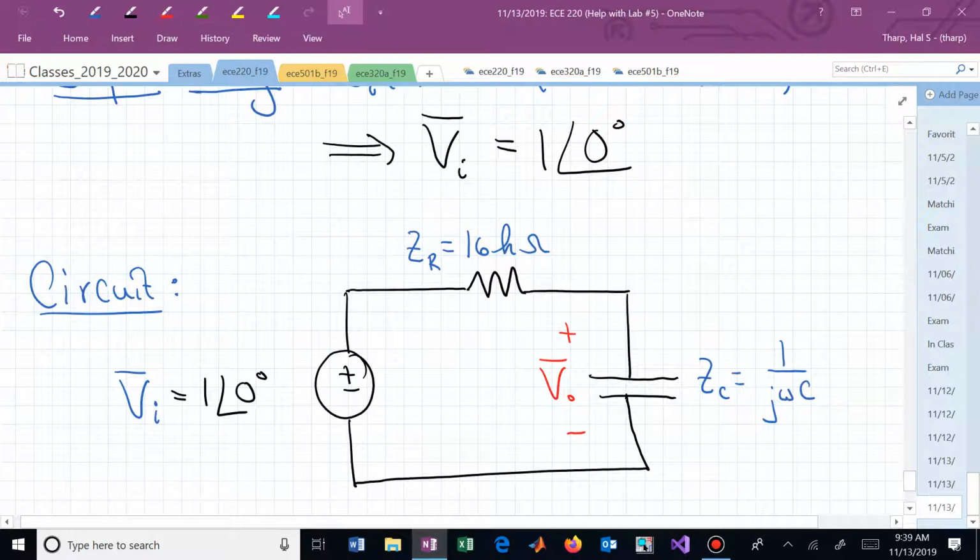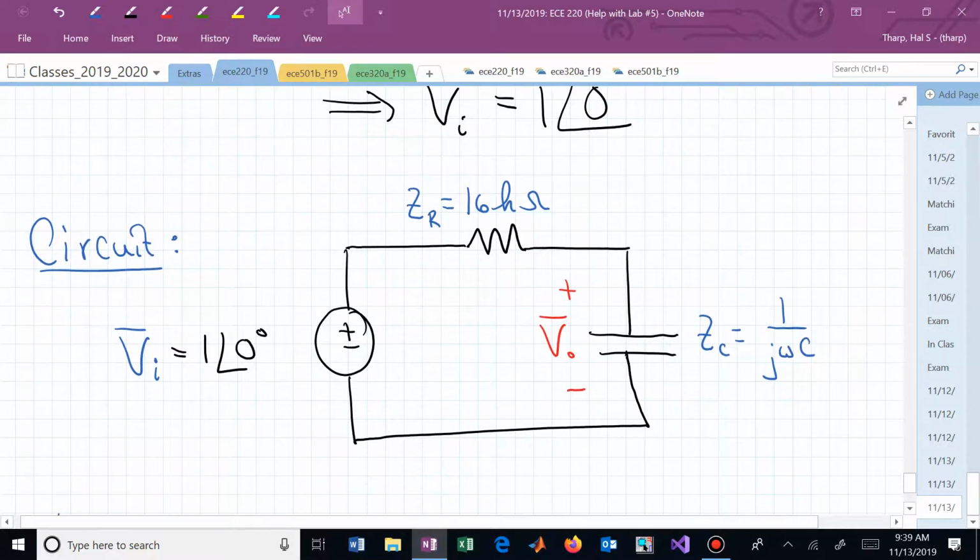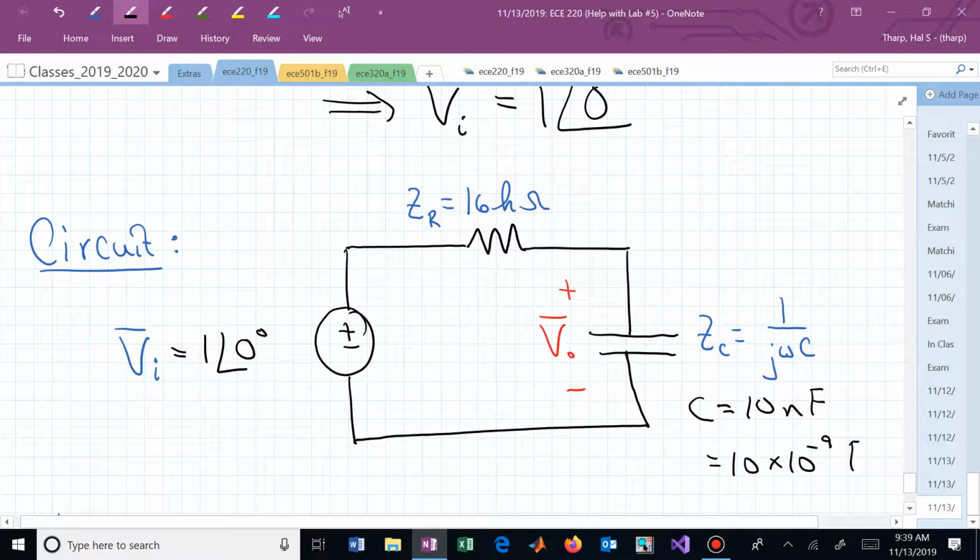We have the impedance of our resistor, which is 16,000 ohms. We have the impedance of our capacitor, where C is given to us as 10 nanofarads, or 10 times 10 to the minus 9 farads. That's C, and that's not changing. The only thing we're changing is what you will adjust the knobs to in the lab, which is f, the frequency. That'll be 10, 1,000, and 100,000. And that's obviously going to change Z sub C.